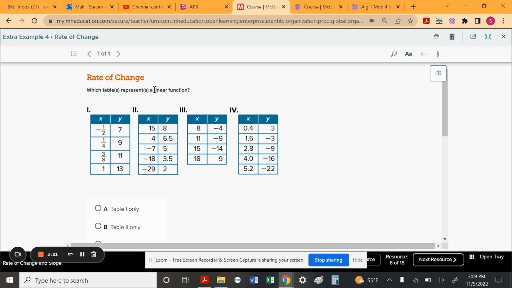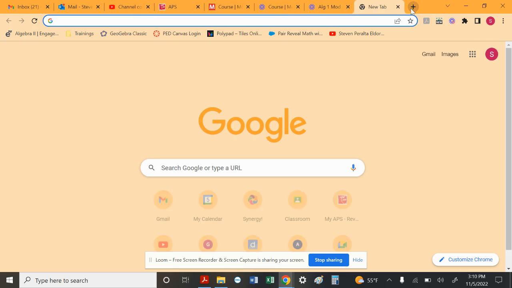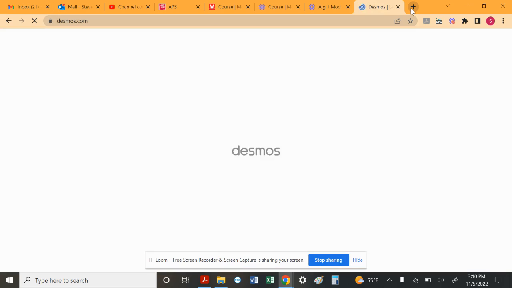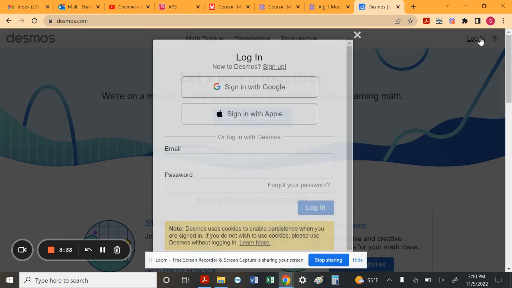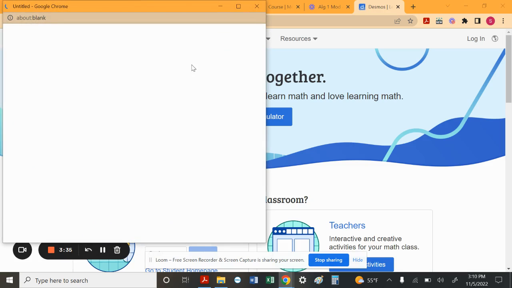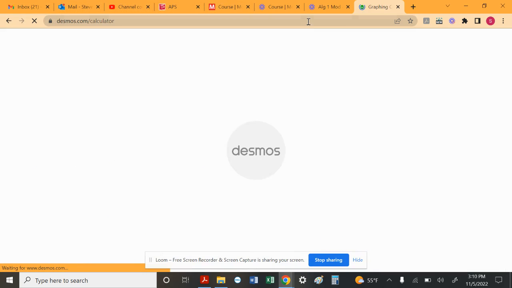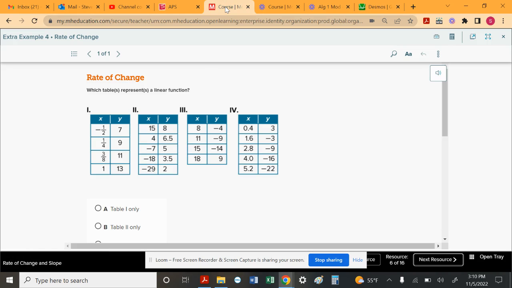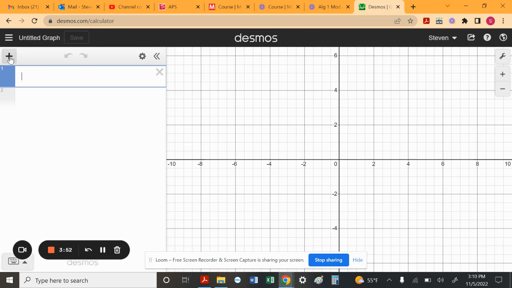We can do that on Desmos by just plugging in values. What's nice about Desmos is you can plug things in really nicely. Make sure you log in. It's a good idea to always log in so that you can save things. Go over to your graphing calculator, and let's do the fractions one, because we're going to figure out the slope on this one anyway. So -1/2 and 7. Notice with this little plus sign, we can create a table and have -1 divided by 2. There's -1/2 and 7.